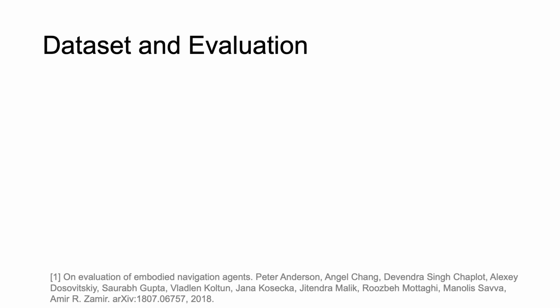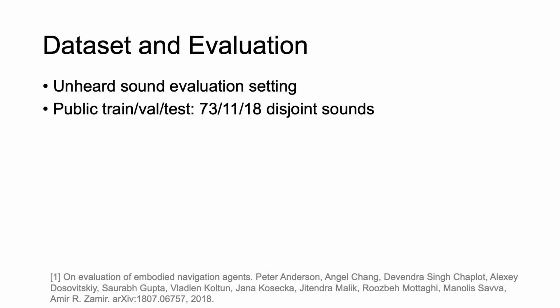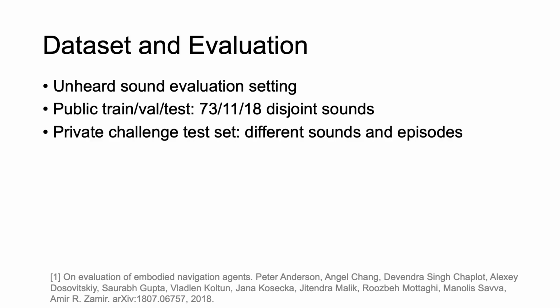In this challenge, we consider the unheard sound setting, where the model is trained on multiple sounds and tested on unheard sounds. There are 73, 11, and 18 disjoint sounds in the training, validation, and test sets. Note that the environments are also split into disjoint sets, so it requires the model to generalize to both unseen environments and unheard sounds. In addition, we created a new challenge test set where the sounds and episode configurations are different from the public test set, and the best performing team on this split was announced the winner.